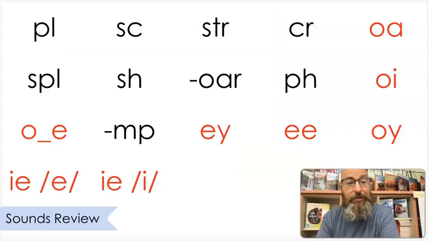All right. Let's go ahead and go over some phonics sounds that we've already learned this year. Please read these with me. Pull, sk, stir, cur, o, spool, sh, or, f, oi, o, e, oi. And IE can make two different sounds. It can say E or it can say I.